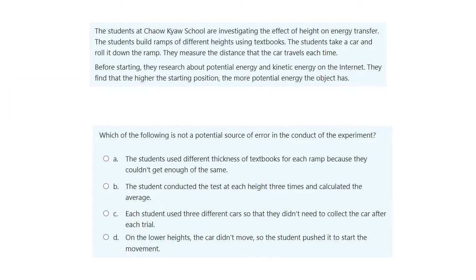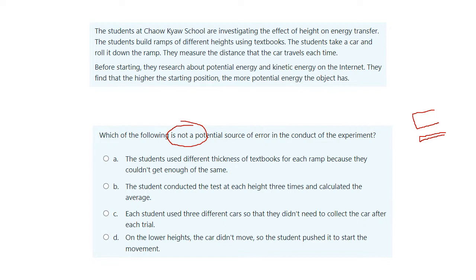Which of the following is not a potential source of error in the conduct of the experiment? Not a source of error. So A, the students used different thickness of textbooks for each ramp because they couldn't get enough of the same. Well, if we have one thin textbook and one thick textbook, this could be a problem. Two thin textbooks will be very different to two thick textbooks. So they should really try to use the same textbook to remove something that would be changed.